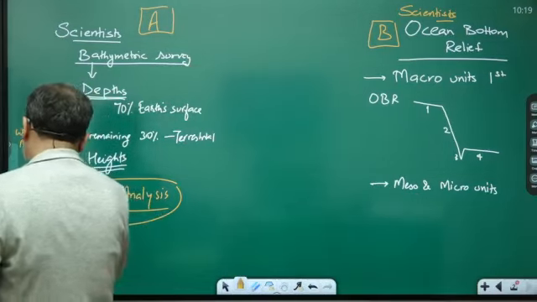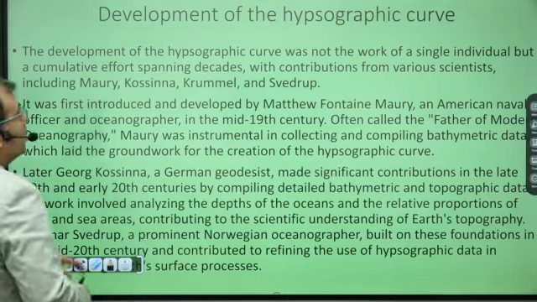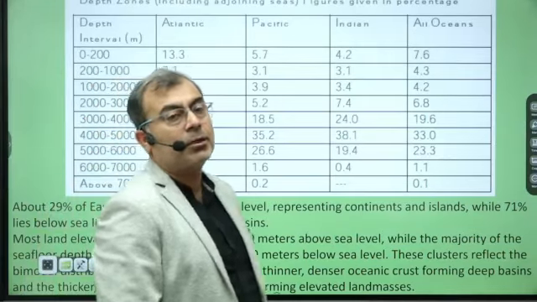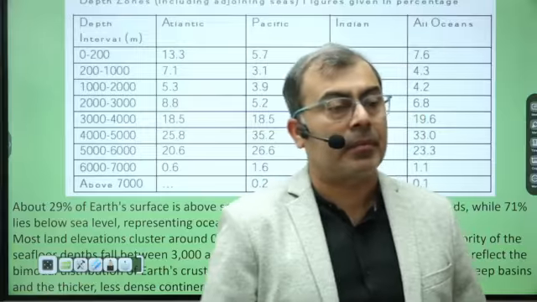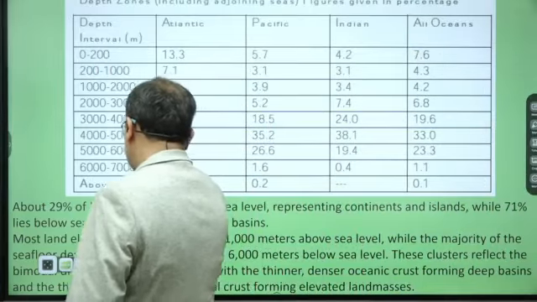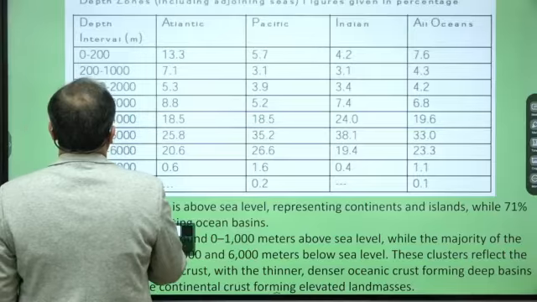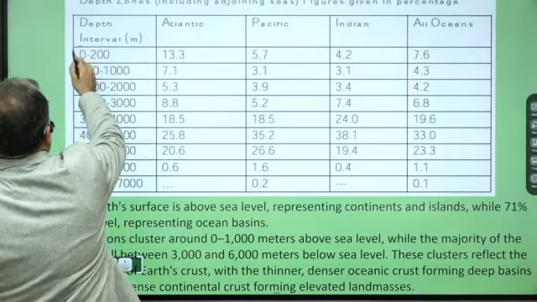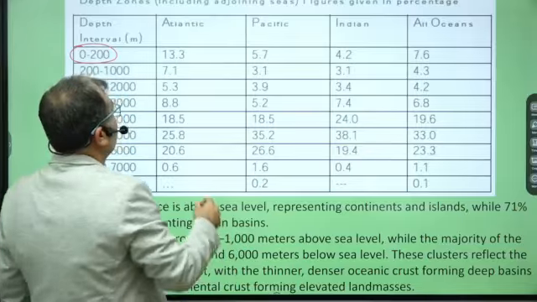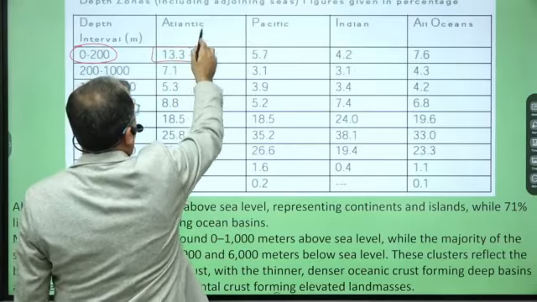So these people, they went into this. They decided to do a survey of the oceans. How much of the area is up to the depth of 0 to 200 meters? Remember that shallow depth, the photic zone? Atlantic has 13%. Oh wow, Atlantic is the winner.